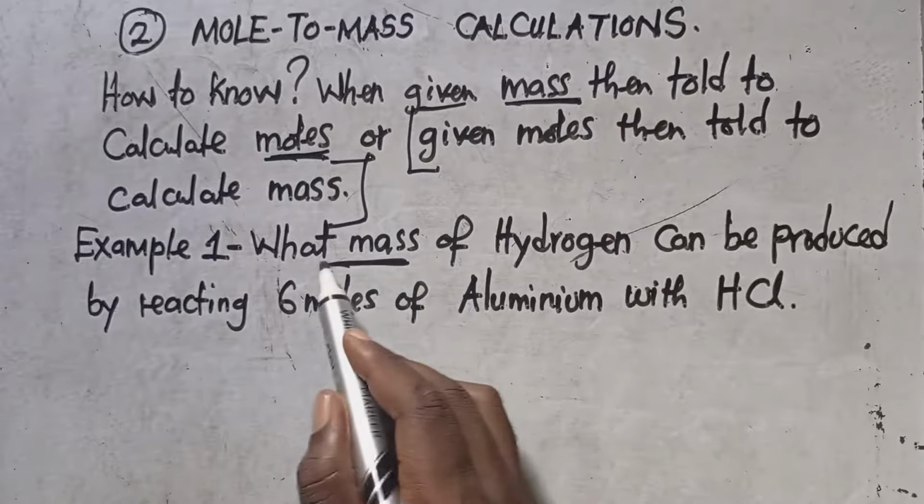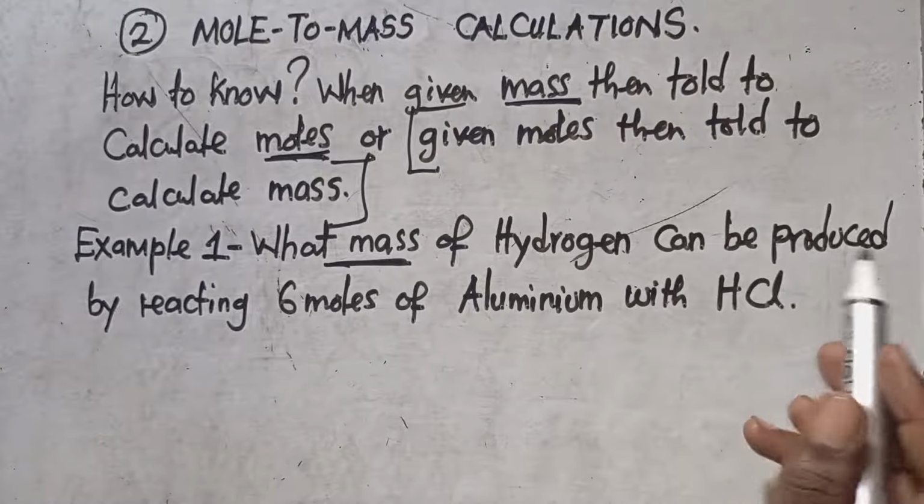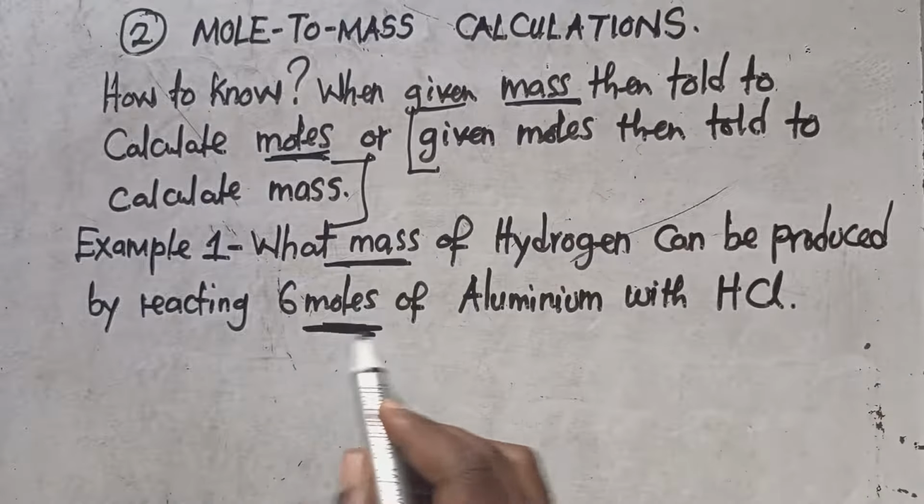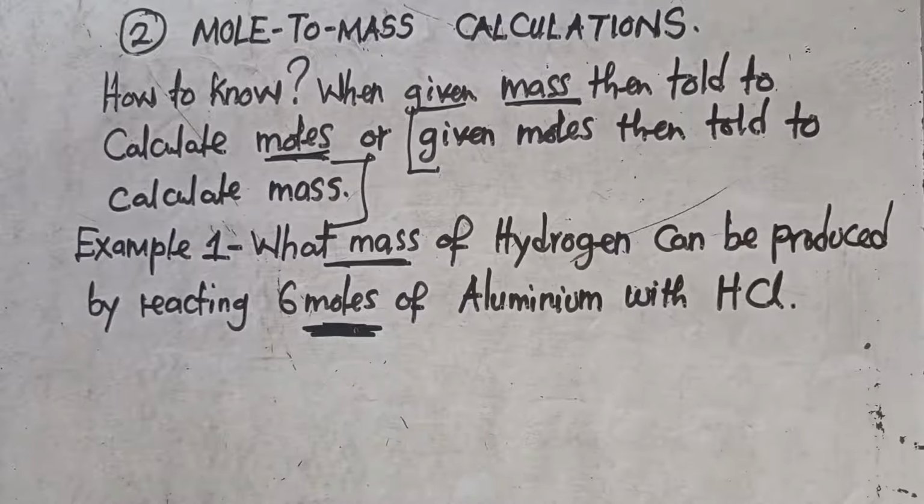What mass of hydrogen can be produced by reacting moles? We are given the moles there. So we ask ourselves, okay, with this particular question, I need to write a balanced chemical equation. How can I write the balanced chemical equation?